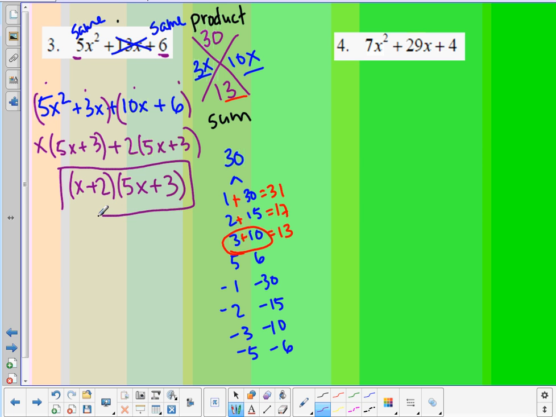So the whole point of this is that I somehow need to get my trinomial from 3 terms to now having 4 terms. And once I have 4 terms, I can then factor by grouping.